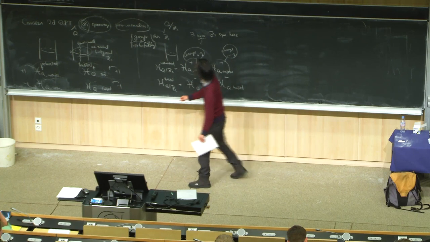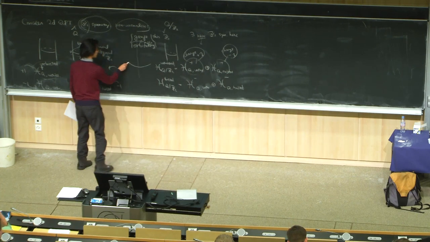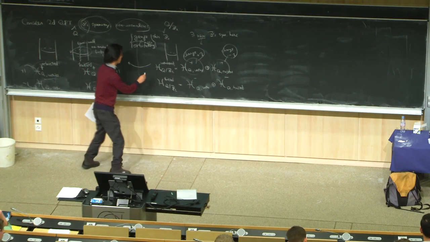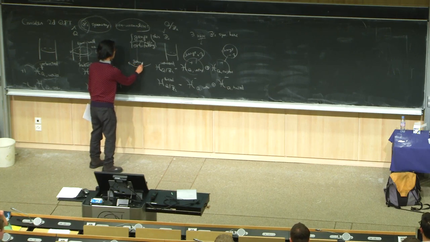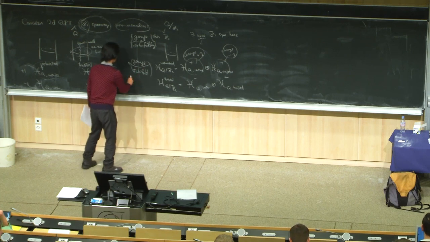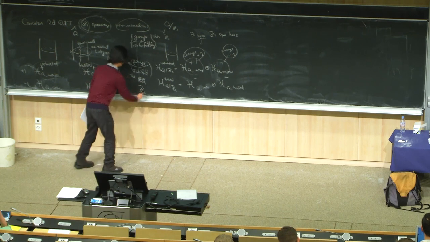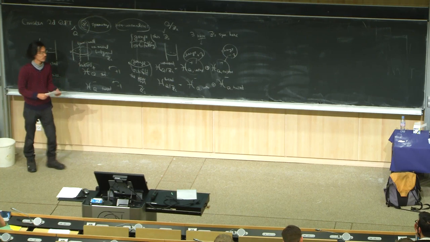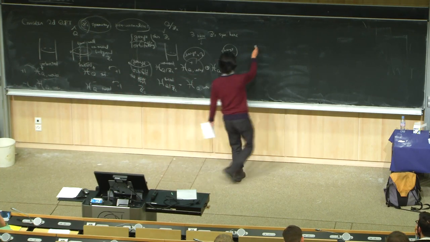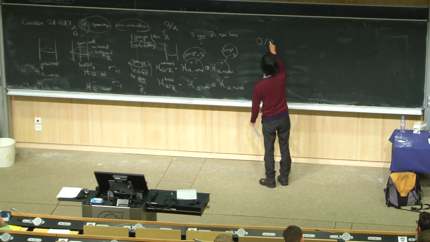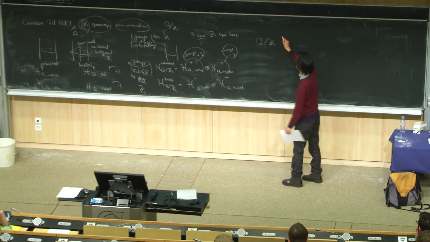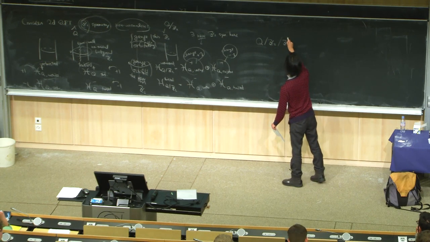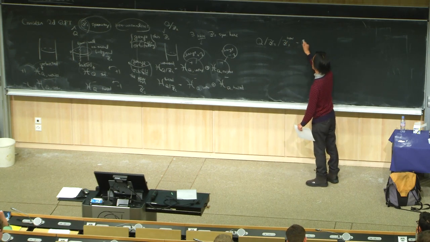So what happens is that you can gauge or orbifold the new Z2, and you can reproduce the original ungauged theory. So very schematically, you can say that Q gauged by this Z2, gauged by the new Z2, becomes the original theory.